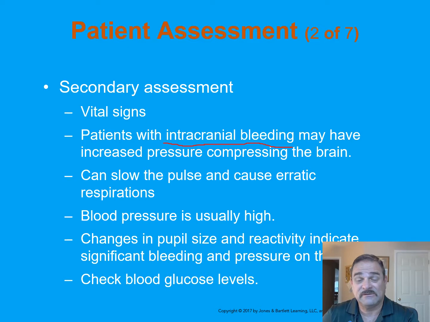They may have a physiological response to that, such as seizure activity or posturing. It can slow down the pulse and cause erratic respiration. Blood pressure is usually high, and there may be a change in pupil size. So let's take a look at those pupils. Always be sure with anybody with altered mental status to check blood glucose.